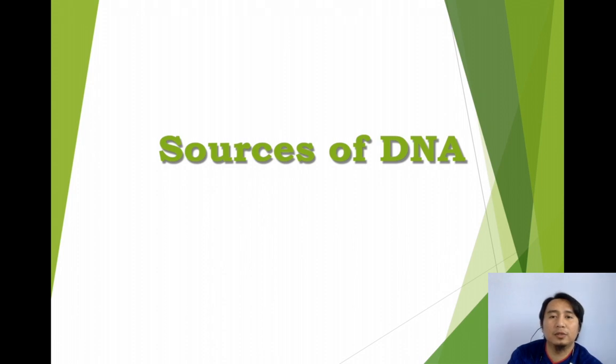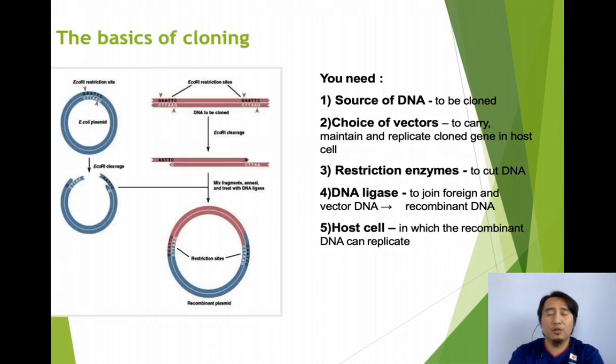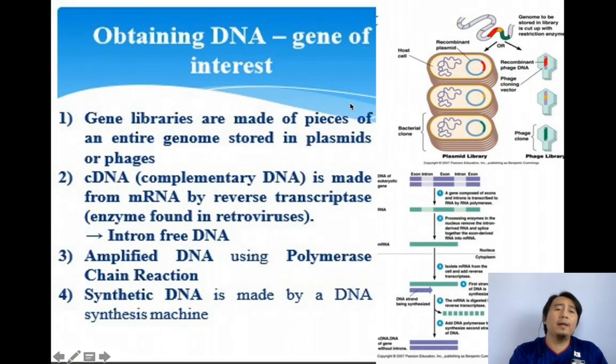Alright, then let's go to the source of DNA. The first thing is you have to find the source of DNA that you want to clone. In here, there are four sources of DNA that you can get. The first one, you can obtain the gene of interest from gene libraries. Gene libraries are made of pieces of the entire genome stored in plasmids or phages.